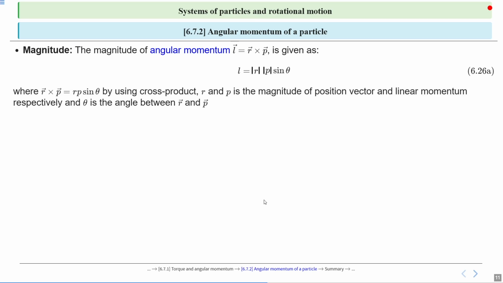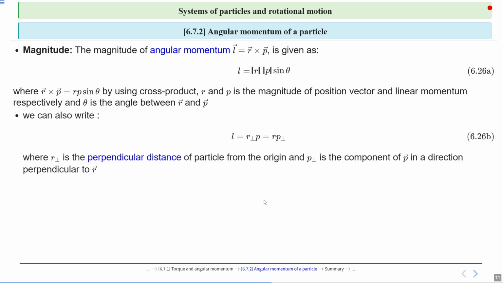So L = r × p, which in magnitude is rp sin θ, using the cross product. This is the simple form, where r and p are the magnitudes of the position vector and linear momentum respectively, and θ is the angle between r and p. r perpendicular is the perpendicular distance of the particle from the origin, and p perpendicular is the component of p in the direction perpendicular to r.